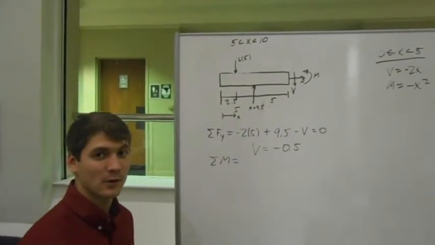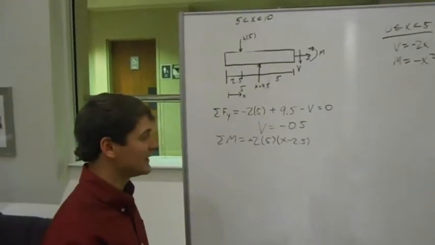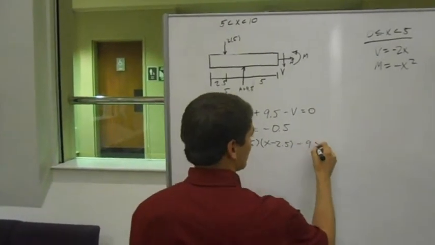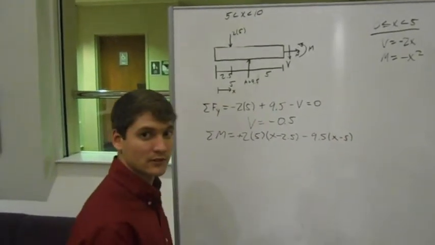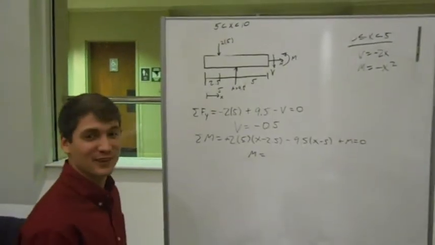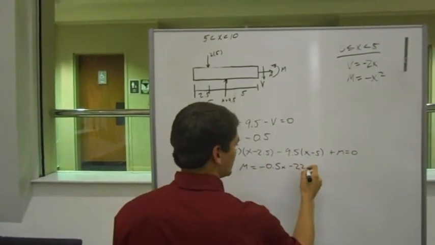Moving along to the internal moment on the beam, the next moment we come to is created by A, which is in the negative direction. We don't come to another moment until the very end, and it's just M. After solving for M, we get negative 0.5x minus 22.5.